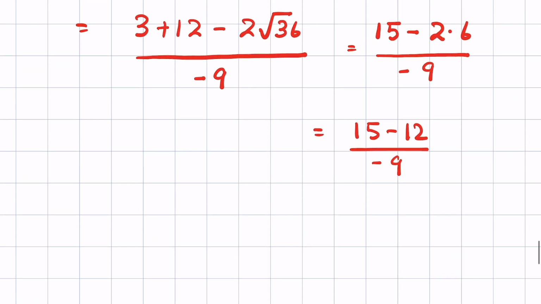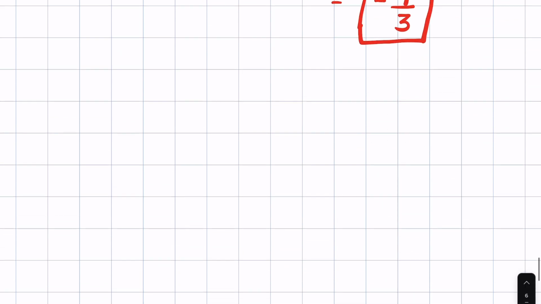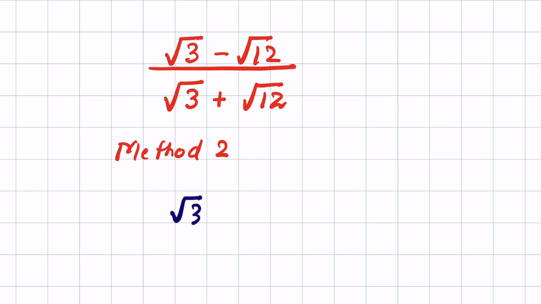So this is equal to 3 upon minus 9. Let's multiply and divide it by minus 1. So this will be minus 3 upon 9, or we divide both numerator and denominator by 3. So it will be 1 upon 3, minus 1 upon 3. So answer is minus 1 upon 3. So this is one method of solving it. Now let's try a different method.